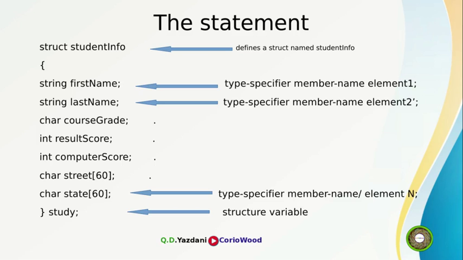Okay, so the first bit is here: define the struct name, and as we said on the previous slide, that's your member type specifier and member name, element 1, type specifier and member element 2, and all the way to type specifier and member element n.